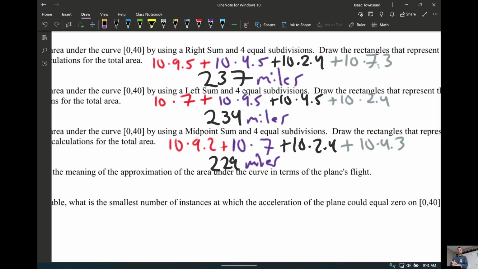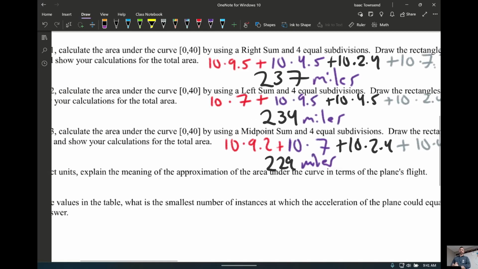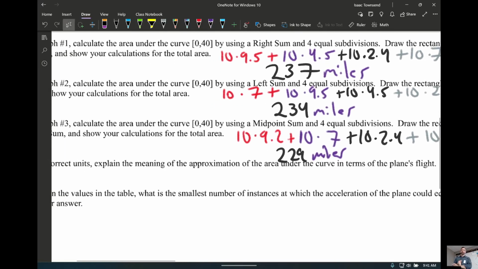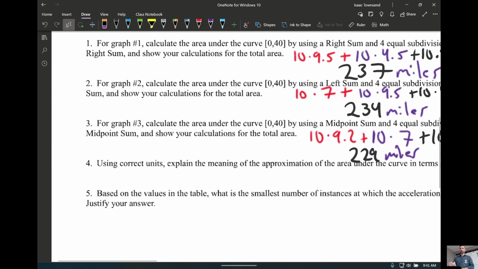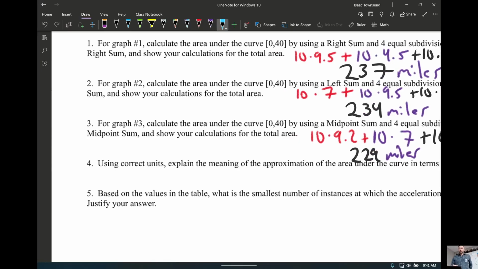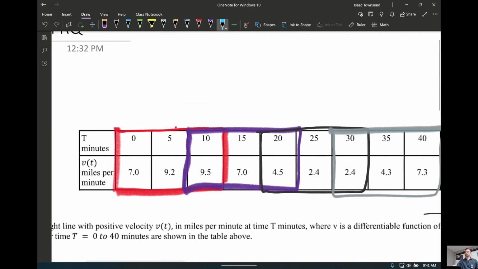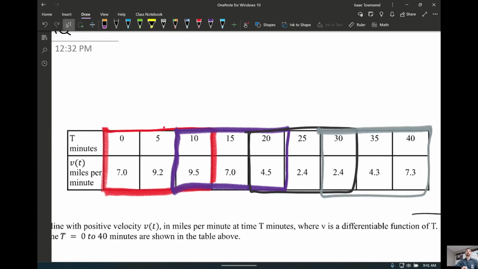Okay, but I want to go ahead and talk about 4 and 5 together because we did not talk about these in the notes, and this is some stuff that they expect you to be able to refer to. Question 4. Using correct units, explain the meaning of the approximation of the area. So area is not just some abstract thing. Area can represent lots of stuff. So what do you think the area is in this question? What does area represent in this question?